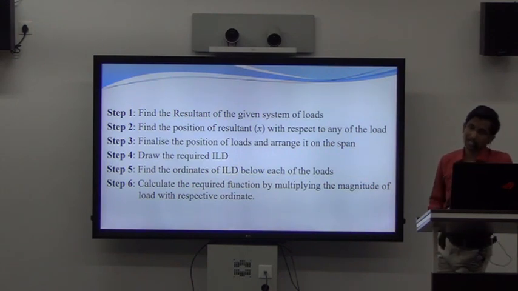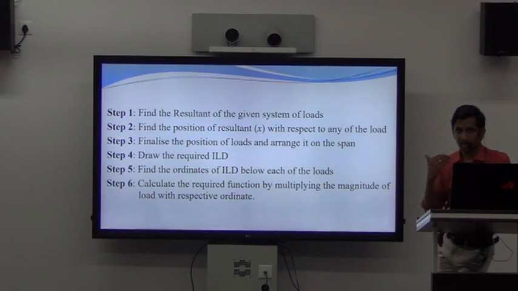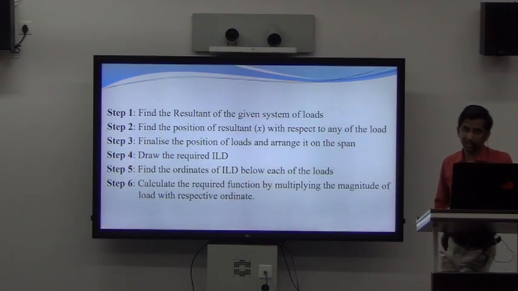And once you complete that step, in the next step, based on the function that is asked to be found out, you have to finalize the position of the train of loads, and you have to place these train of loads on the span of the beam. Okay. So once you have found out the position of the loads on the span, in the next step you have to draw the influence line diagram corresponding to the function which is asked.